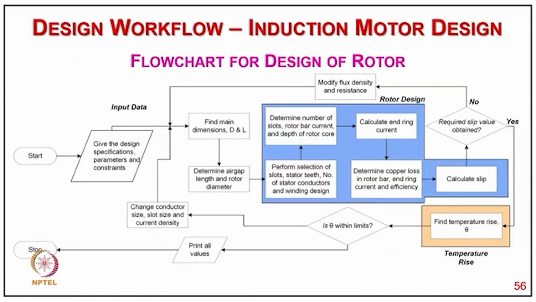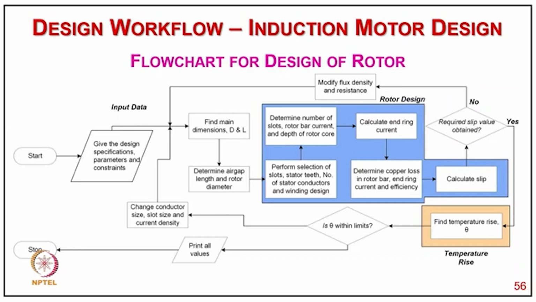So, this gives us the complete dimensions of the stator, and this is how the workflow of the design goes. Now, coming to the design of the rotor, as a flow chart for rotor design, we start from the given design specification, parameters and constraints. So, we find the dimensions D and L, determine the air gap length and rotor dimensions, then we determine the slots, rotor bar current, depth of the rotor core, and calculate the end ring current, then determine of course the losses in the rotor, typically winding loss in the rotor bar, end ring current and efficiency.